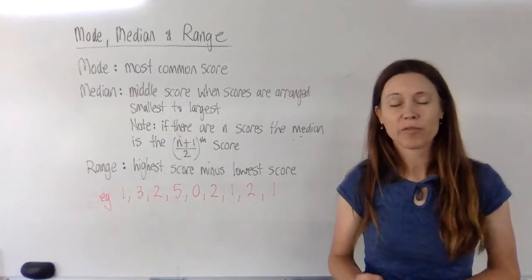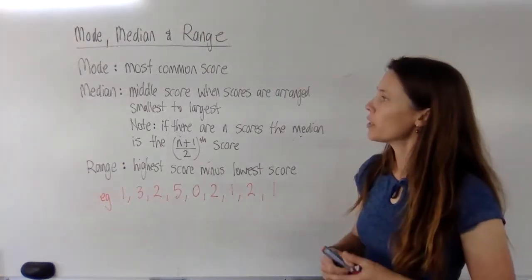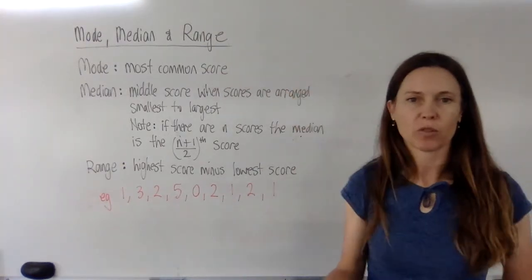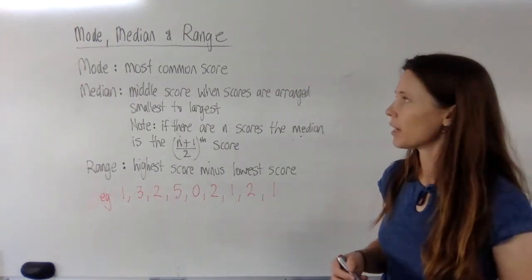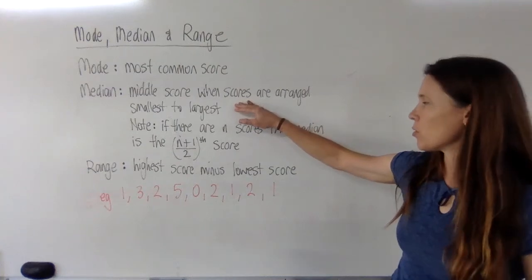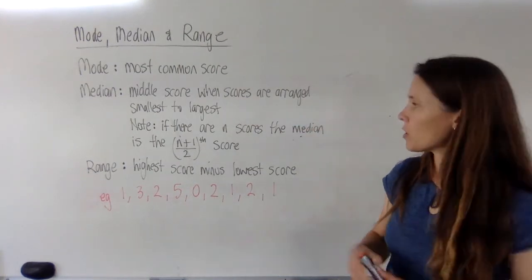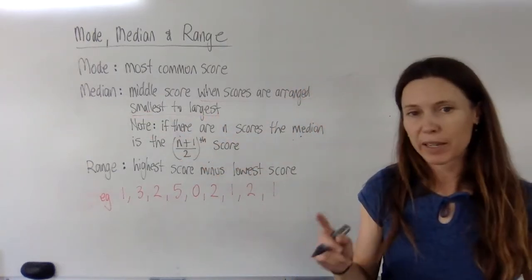Now, something that we need to revise from year 7 to 10 maths is mode, median, and range. So mode is just the most common score, and for a lot of types of research, this is really relevant as to what is a normal thing to occur. The median is the middle score when the scores are arranged smallest to largest. And note, they must be arranged smallest to largest for you to be able to pick out the middle one.